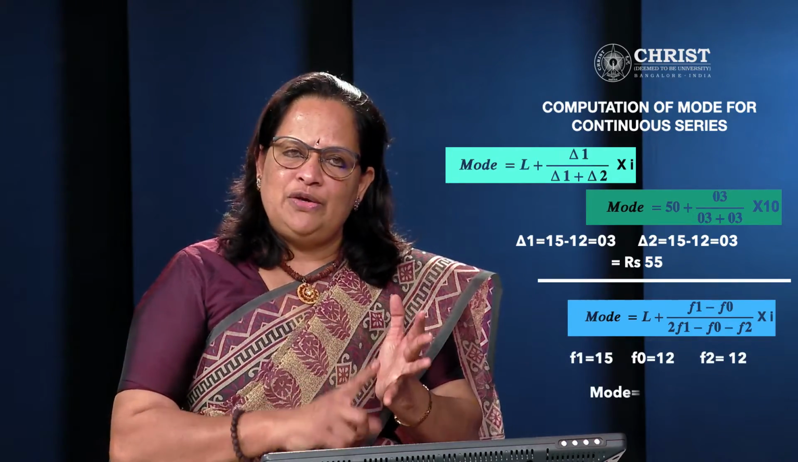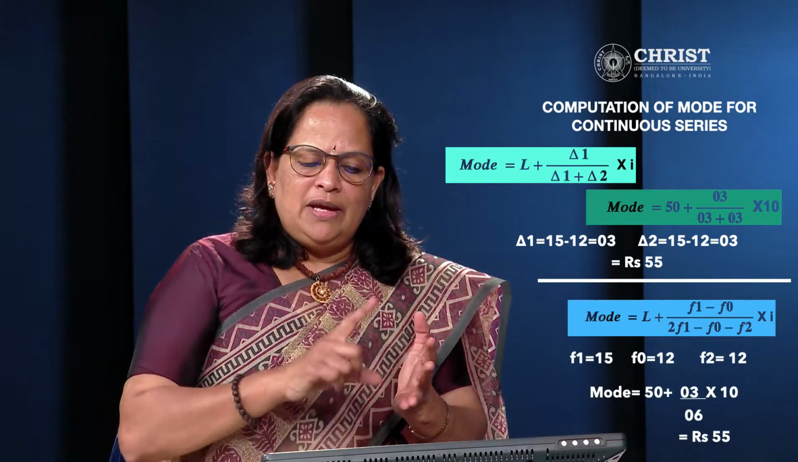Using the second equation, mode is equal to L plus F1 minus F0 divided by 2F1 minus F0 minus F2 into I. So that also substituting the values, F1 value is the frequency value itself. F0 is equal to 12 and F2 is also 12. So when you are taking 50 plus 3 divided by 6 into 10. So here also you will get rupees 55. So both the equations will give you the same answer.